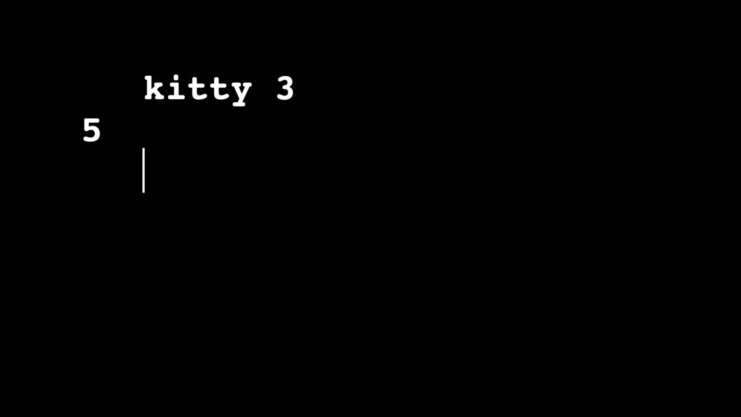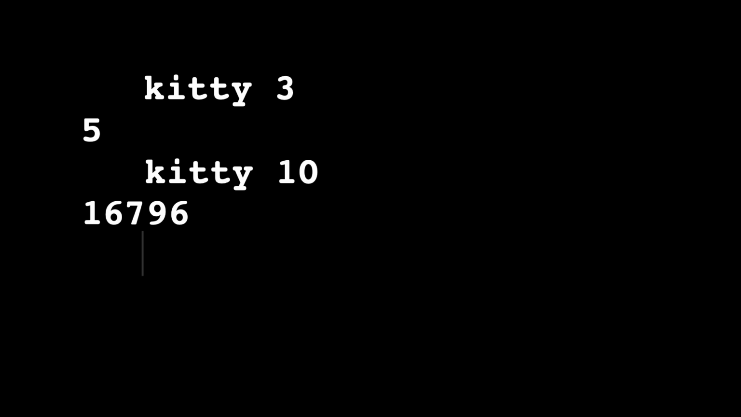Enter Catalan 3, and you'll get the answer 5 as the number of dict paths of length 6 that satisfy the Catalan rules of not dipping below the diagonal of a 3 by 3 matrix. Try some numbers between 10 and 20 and see what you find.